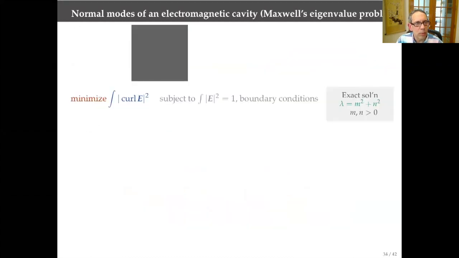The problem is the normal modes again, but this time of an electromagnetic cavity. So this is called Maxwell's eigenvalue problem. We have to minimize an integral of first derivatives of the electric field. The electric field is a vector, and the quantity we have to minimize is the L2 norm of the curl, the integral of the curl squared, subject to boundary conditions and normalization. I did it on an ordinary square this time, because in that case the exact solution can be figured out analytically, and it's just the sum of the squares of positive integers.